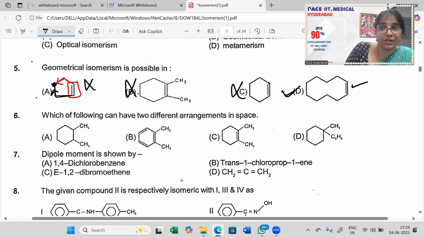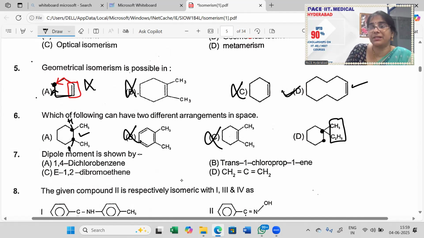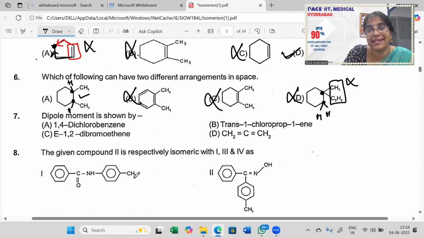Next, which of the following can have two different arrangements in space? You can write them as a tip also. So here and here, one is the CH3 group, the other will be hydrogen only, right? So yes, this will have the two different arrangements. And whenever you have a double bond in the cycle structure, you will not consider it. So B and C, I'm not considering. And if this is the site and this is the site, two CH3 groups onto the same restricted carbon, no. Here also two hydrogens onto the same restricted carbon, no. All right, so option E is my answer for this.